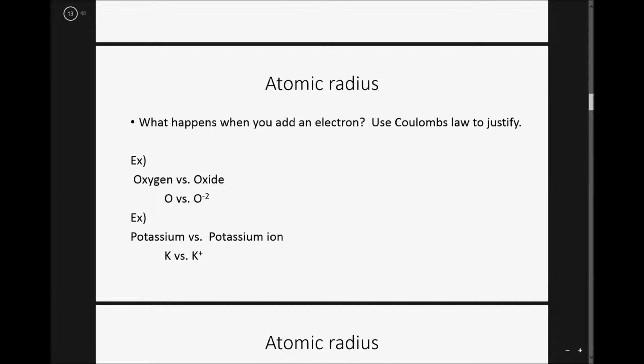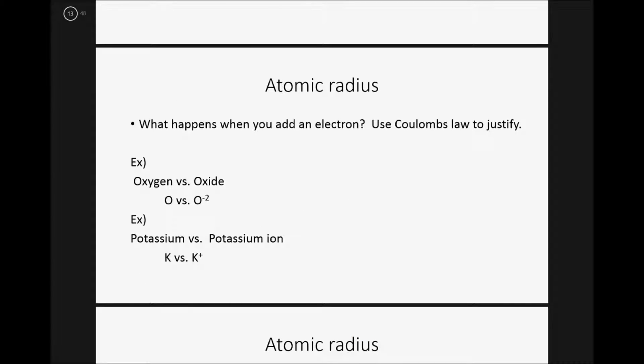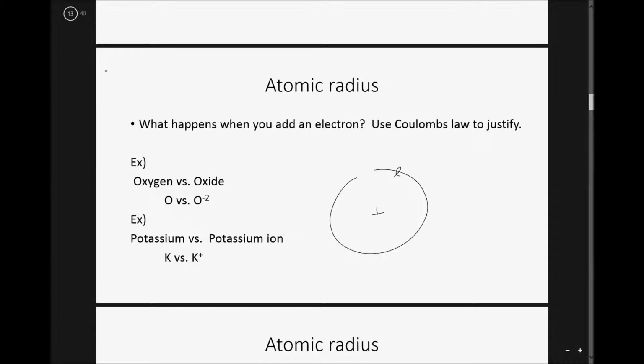Next here, atomic radius. What happens when you just add an electron? Use Coulomb's law to justify. Okay, so again, electrons are negative. So when I have a positive nucleus here and I'm adding electrons around the outside of it, they don't like each other, so they tend to repel each other and push away. And so we're always going to get bigger. Always going to get bigger when we add electrons.